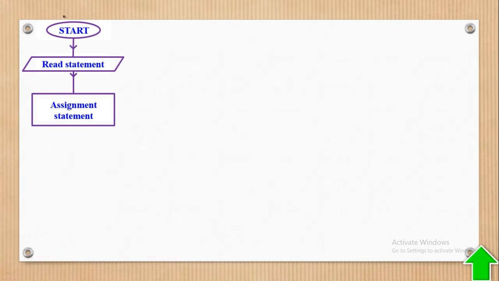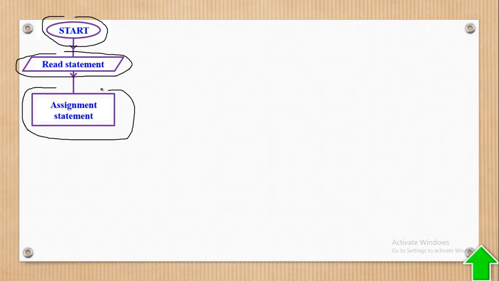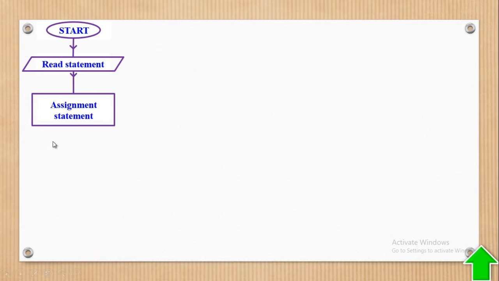Now what I want you to realize is that the shapes matter. The shape for the start statement is an oval. The shape for the read statement is like a parallelogram. Then the shape for the assignment is a rectangle. So the shapes matter very much. So that is statement 3.